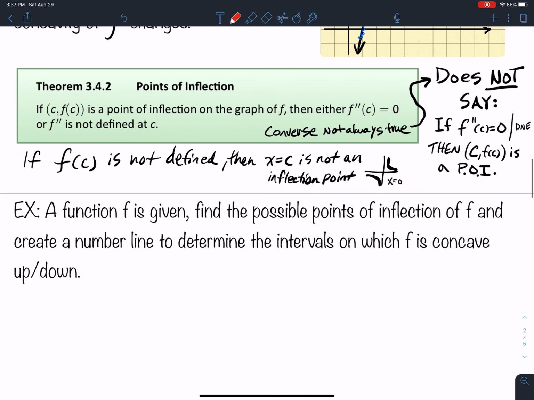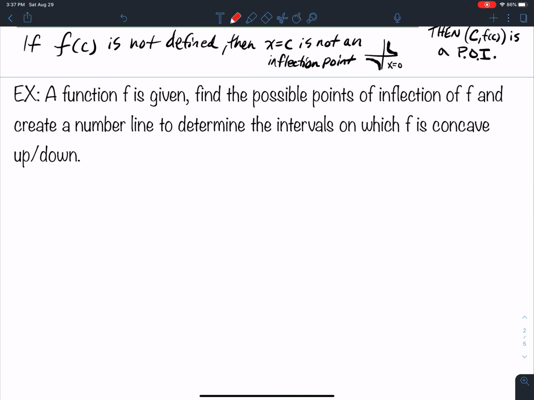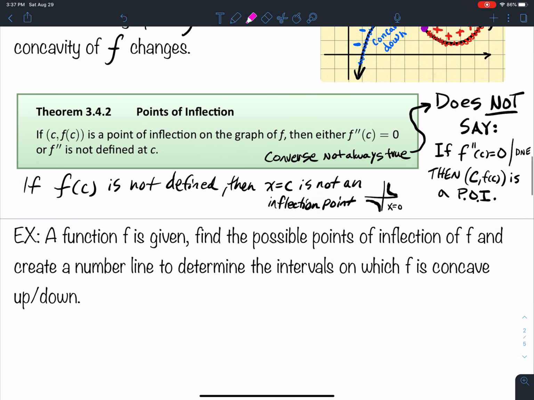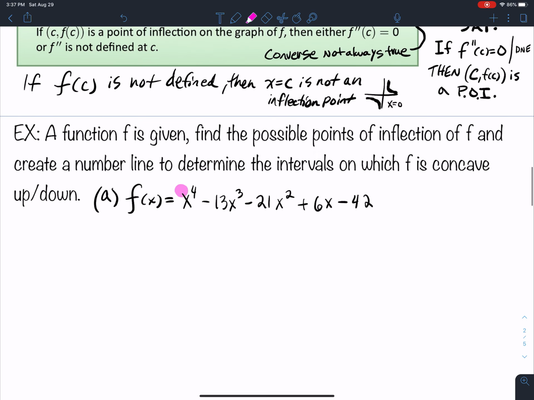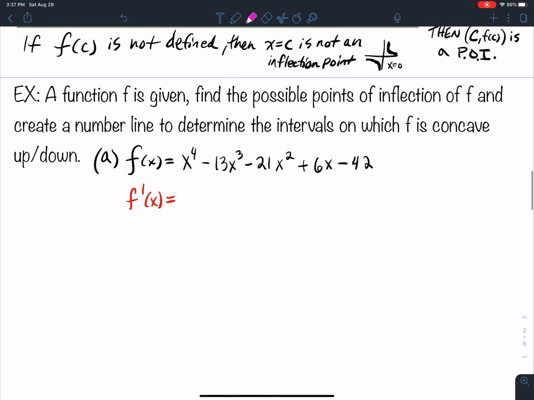All right, so let's work through an example. So we're given a function, and I want to find the possible points of inflection and then create a number line to determine the intervals where we're concave up and concave down. So we're looking for the possible points of inflection. All the possible points are when the second derivative is 0 or undefined, okay? Because if it is a point of inflection, then we know those to be true, all right? So here, let's take this polynomial. Polynomials are nice because they're defined for all real numbers, continuous and differentiable. So let's start taking derivatives.